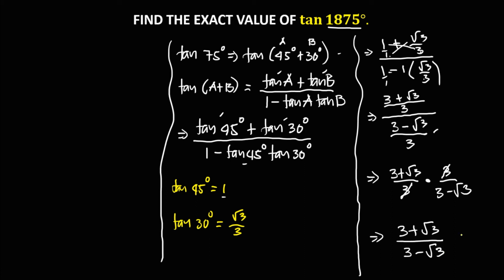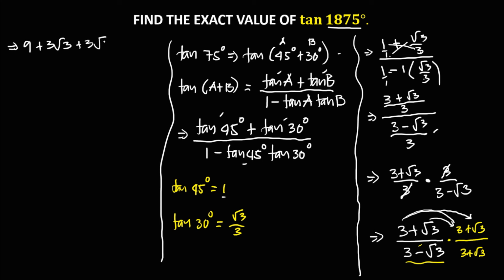Then to rationalize the denominator, we multiply by the conjugate of this denominator. Since it is minus, the conjugate is 3 plus square root of 3, and also for the numerator, 3 plus square root of 3. Then to simplify, distribute: 3 times 3 is 9. Then 3 times square root of 3 is 3 square root of 3. Square root of 3 times 3 is plus 3 square root of 3. And square root of 3 times square root of 3 is plus square root of 9.